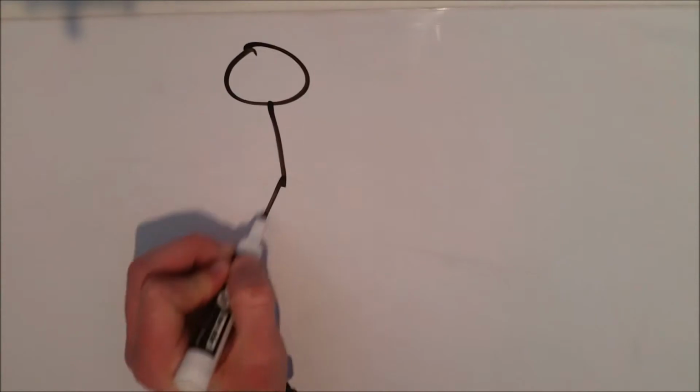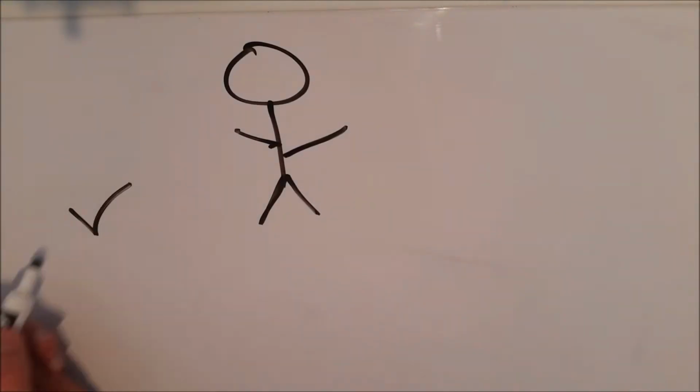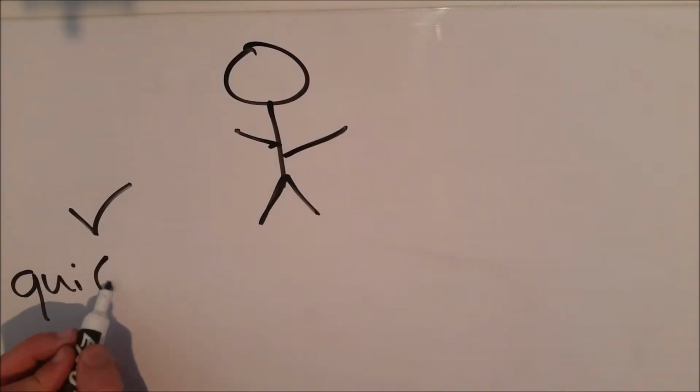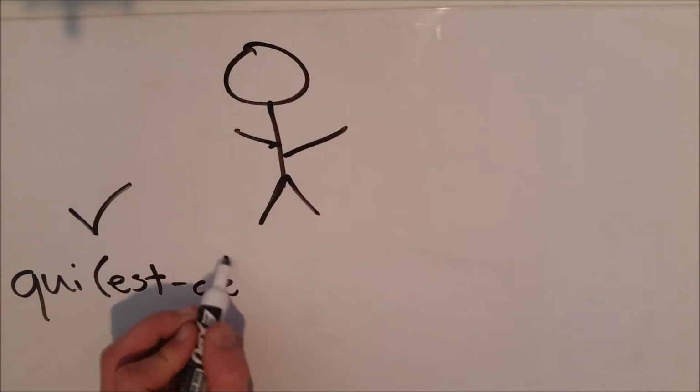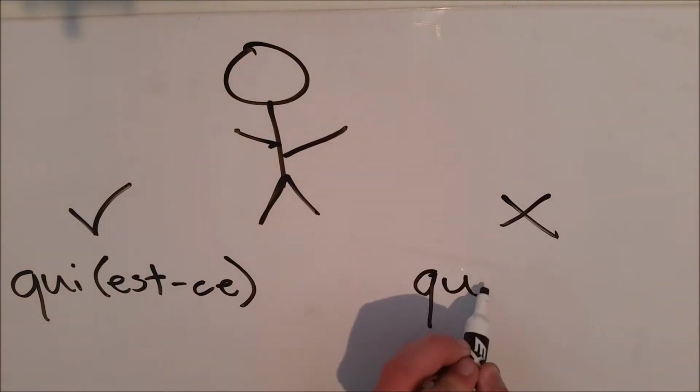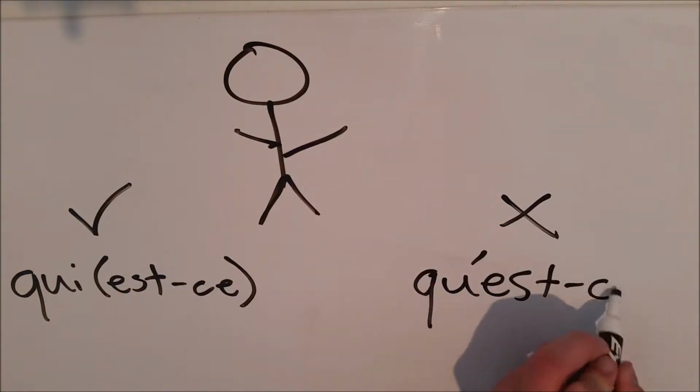First, you want to ask yourself, is the thing we're asking about a person? If it is, you're going to start off with qui est. If it's not a person, it's going to be qu'est.